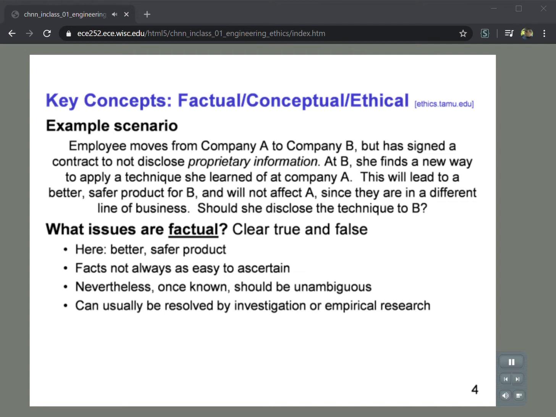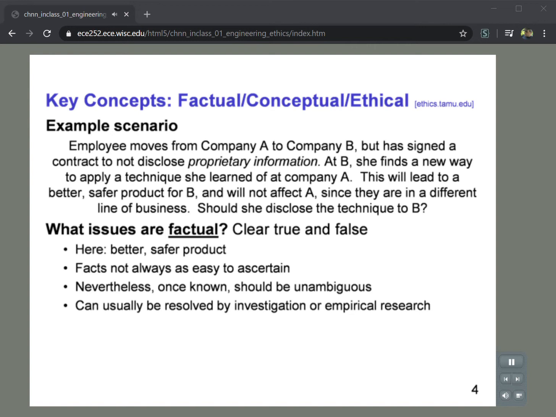So there's many issues at play here. We'll focus first of all on the factual issues. So what are the issues in this scenario that are factual? By factual, we mean they're facts. They're clearly true or false. The only real fact here is that applying this technique will lead to a better, safer product. There's no question about that. There's no doubt about that. However, just because it was easy in this case to figure out what the facts were, that's not always going to be the case.